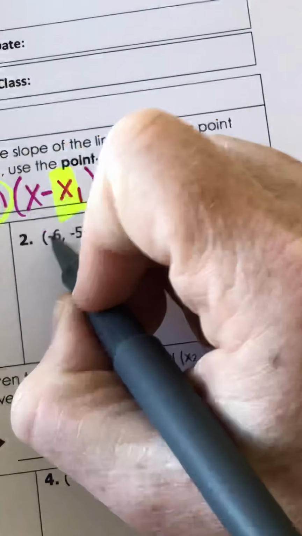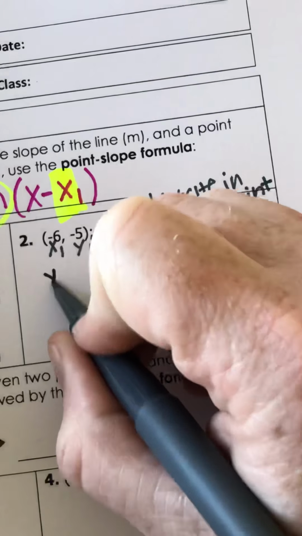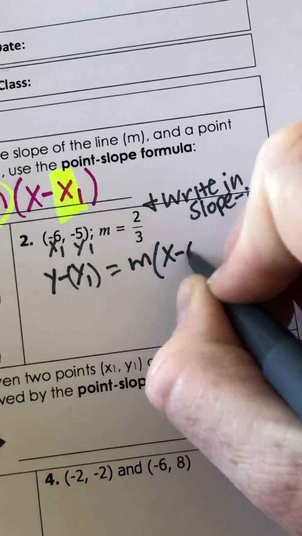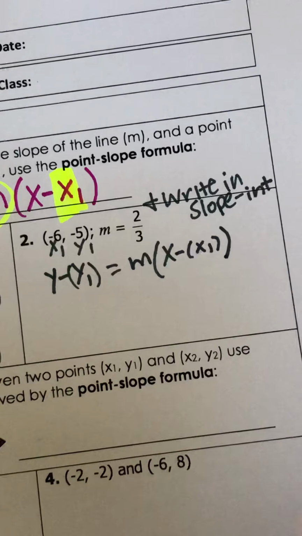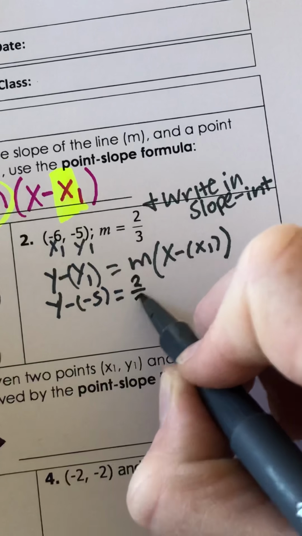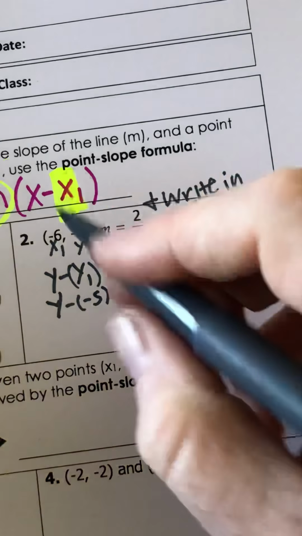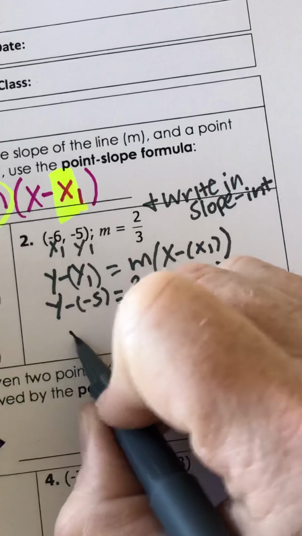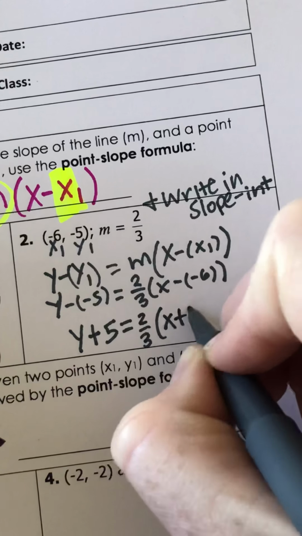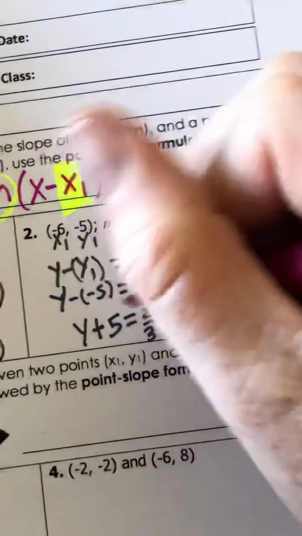Okay, so we have our x1, y1. Both of these are negative, so be careful with that, and then our slope of 2/3. So y minus y1 equals m times x minus x1. So that gives me y minus -5 equals 2/3 times x minus -6. Okay, and so you can skip this middle step if you know how to just change the sign. That's fine. Okay, so this is point slope form. This is point slope form right here.